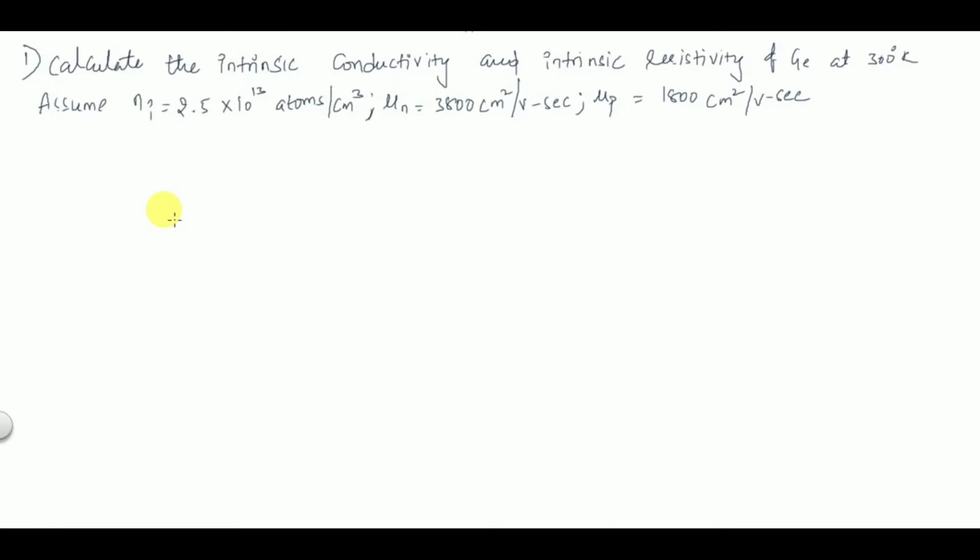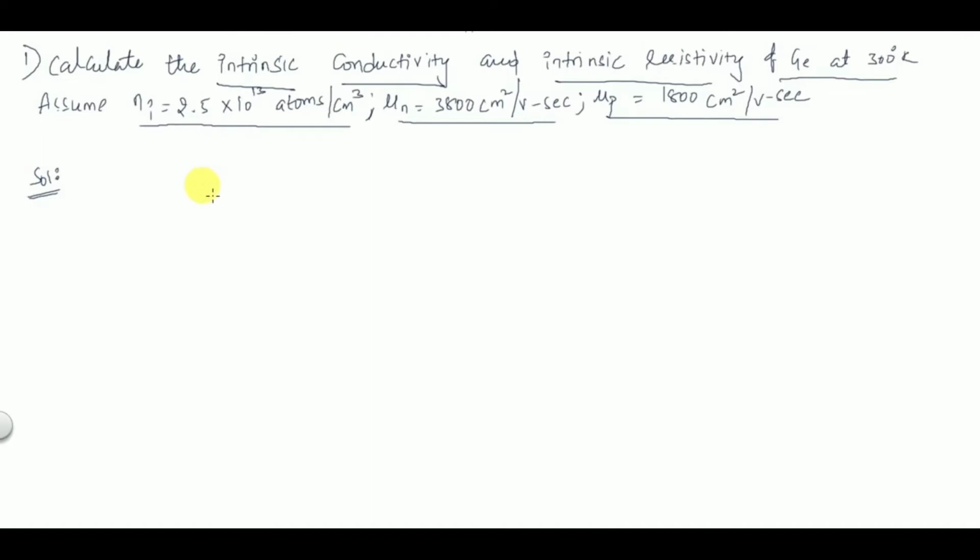So in this particular question, the first question, we are asked to find the intrinsic conductivity and intrinsic resistivity of germanium at 300 degrees Kelvin, and the intrinsic concentration Ni is given, along with the mobility of electron and mobility of hole. I have given you the formula for this.